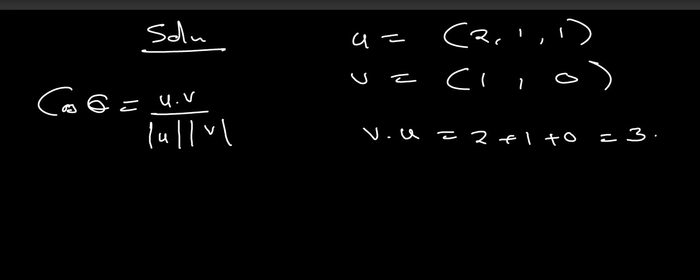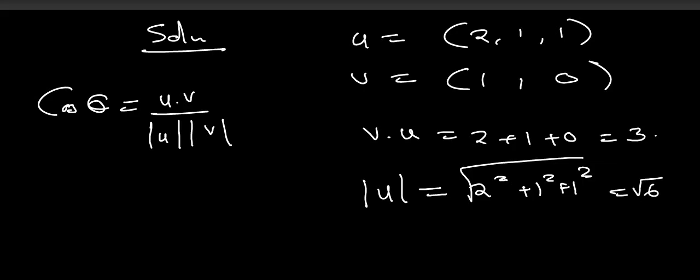Then we need to get their individual moduluses or magnitudes. So the magnitude of u is going to be 2 squared plus 1 squared plus 1 squared. That's a 4, 5, 6. So we have modulus of root 6, the square root, of course. Then for v, we're having 1, 1. That's going to give us root 2 by the time we're done solving for this.